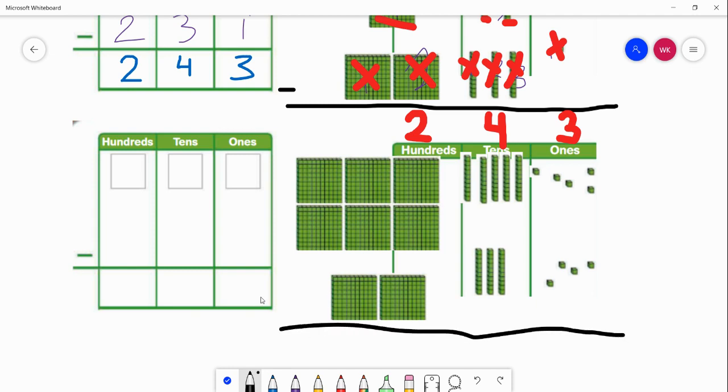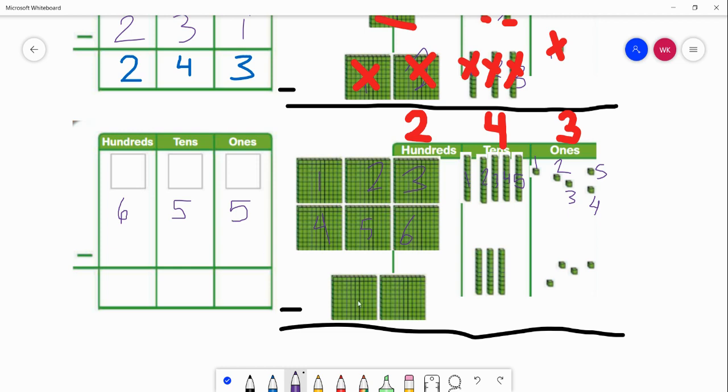All right, I hope that you guys did this problem on your own. We are going to go over it together. So I have 100, 200, 300, 400, 500, 600. I'm going to put a 6 right there. I have 1, 2, 3, 4, 5 tens. And then I have 5 ones. So our number is 655.